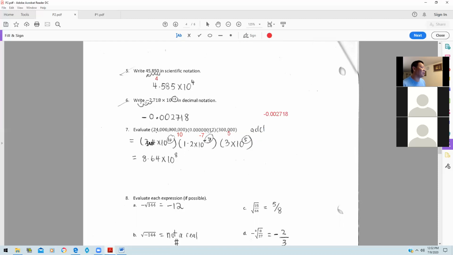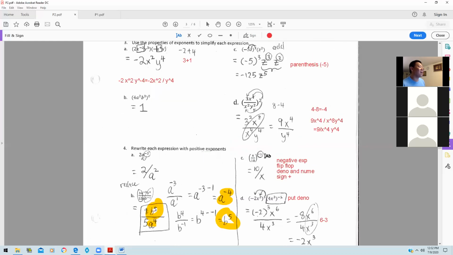And the next thing we do here is you take all these numbers and you multiply. So take out your calculator and multiply 2.4 times 1.2 times 3. If you multiply all these numbers, you should get 8.64. Okay. And then what happens to your exponents since you're multiplying? So we have to add. So you will add 10 minus 7 plus 5, and you get 8. So that's why my answer in this case is 8.64 times 10 to the power of 8. Okay. So this is all what we call exponents.